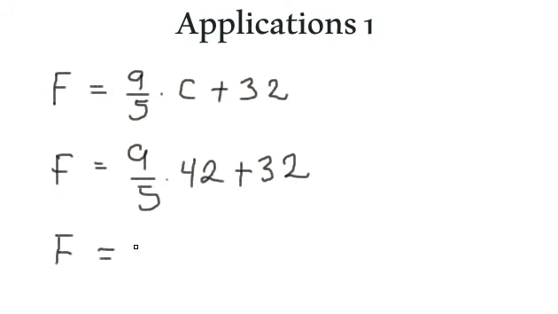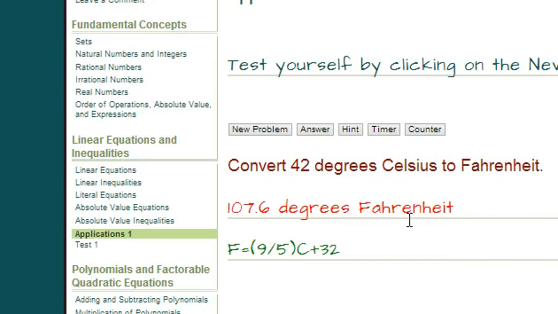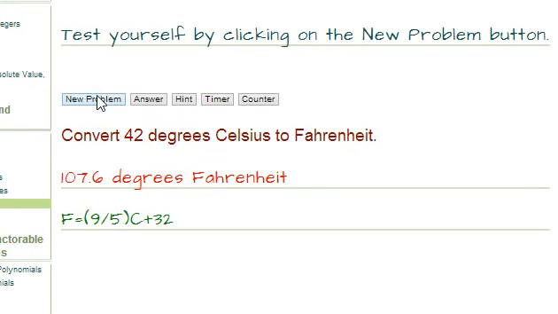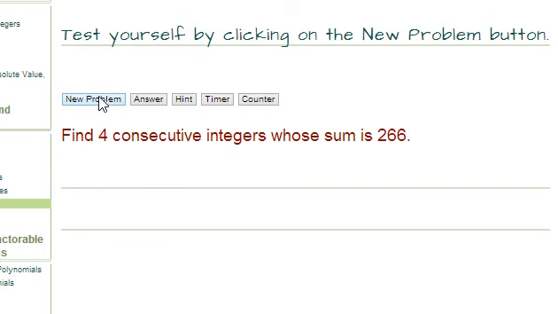And I believe I had 107.6 degrees Fahrenheit. And we clicked over here to the website, and that's what it says, 107.6 degrees Fahrenheit. Alright, let's find another one here.